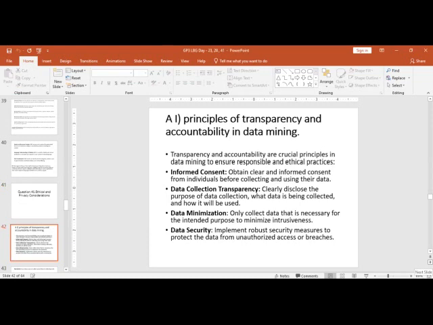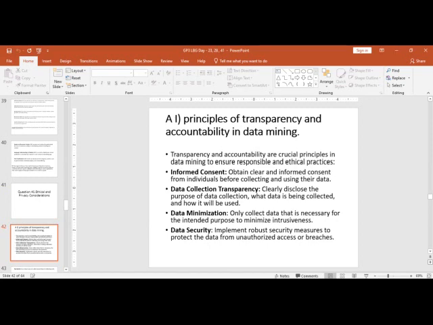Principles of transparency and accountability. These are crucial principles in data mining to ensure responsible and ethical practices. You have informed consent.